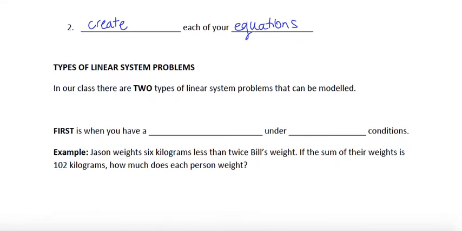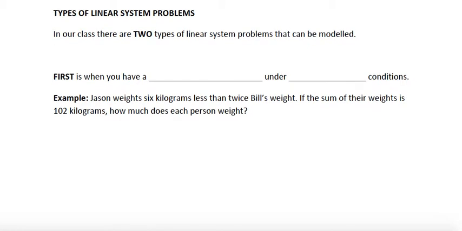So there are two types of linear system problems that we're going to encounter in this course. We're going to look at the two types of linear systems that can be modeled. So the first is when you have a single scenario, but you have it under different conditions.